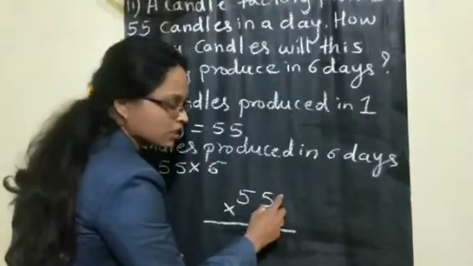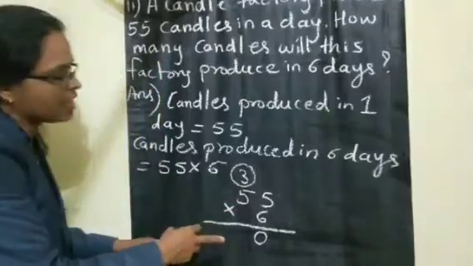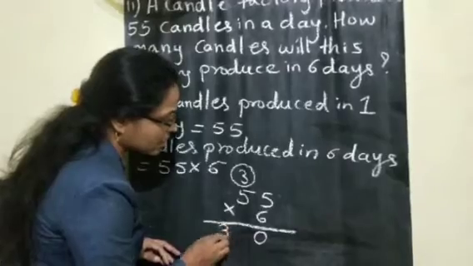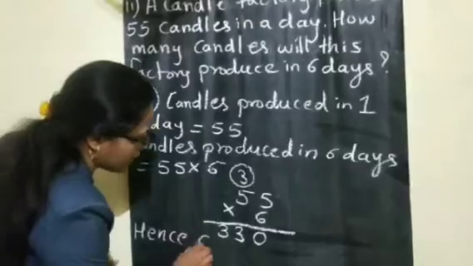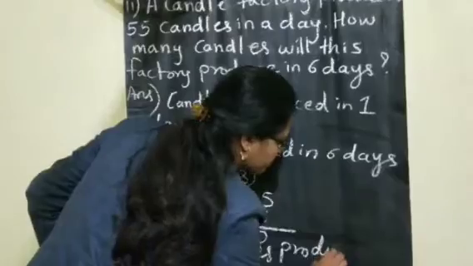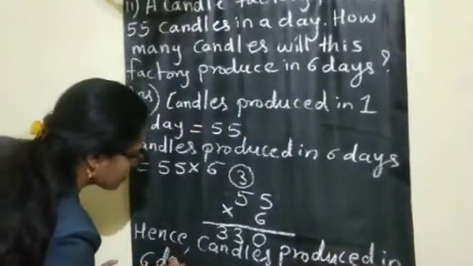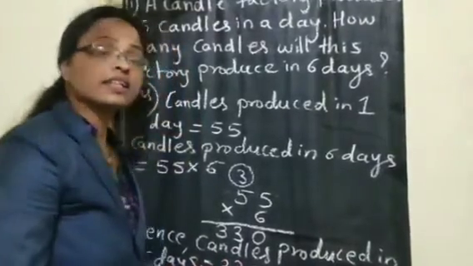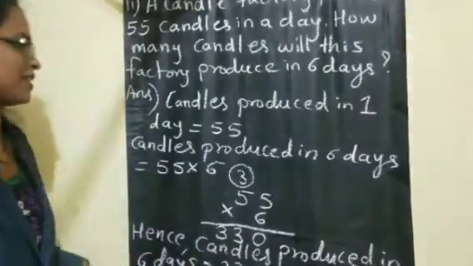So, 55 multiplied by 6. 6 fives are 30. So carry 3, write in the tens place upside here, and again 6 fives are 30. Plus 3, add the carry, that is 33. So hence, candles produced in 6 days is equal to 330. How many candles produced in 6 days, children? 330. Understood? Okay.